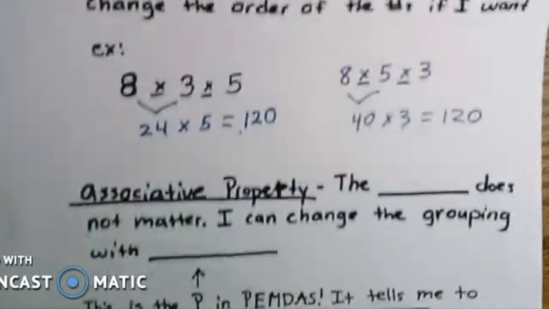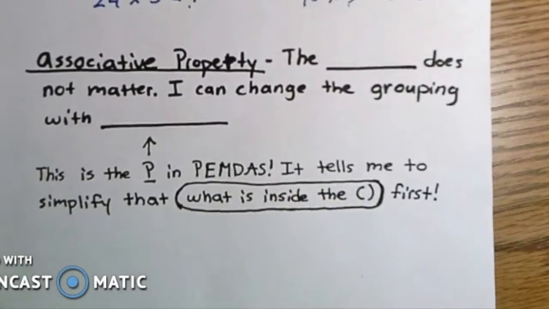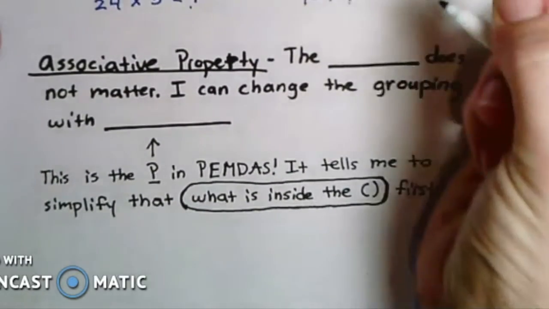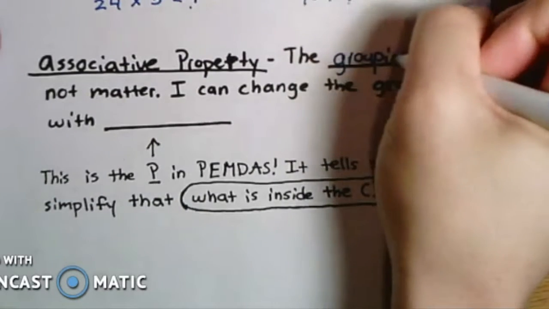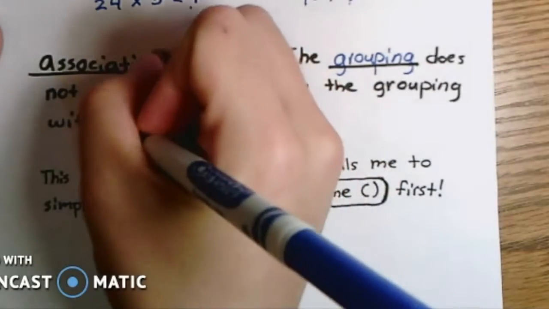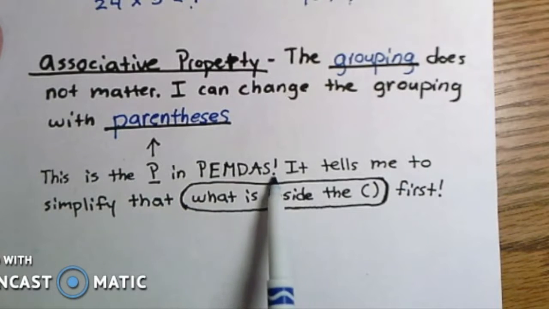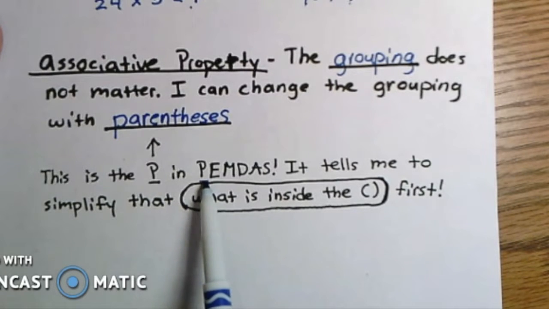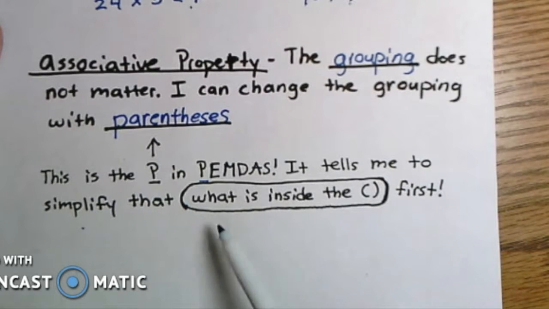That leads wonderfully into the associative property. Remember, the associative property says that the grouping does not matter. I can change the grouping with parentheses. Parentheses, this is the P in PEMDAS. So the P right here stands for parentheses. It tells me to simplify that, what's inside the parentheses, first.